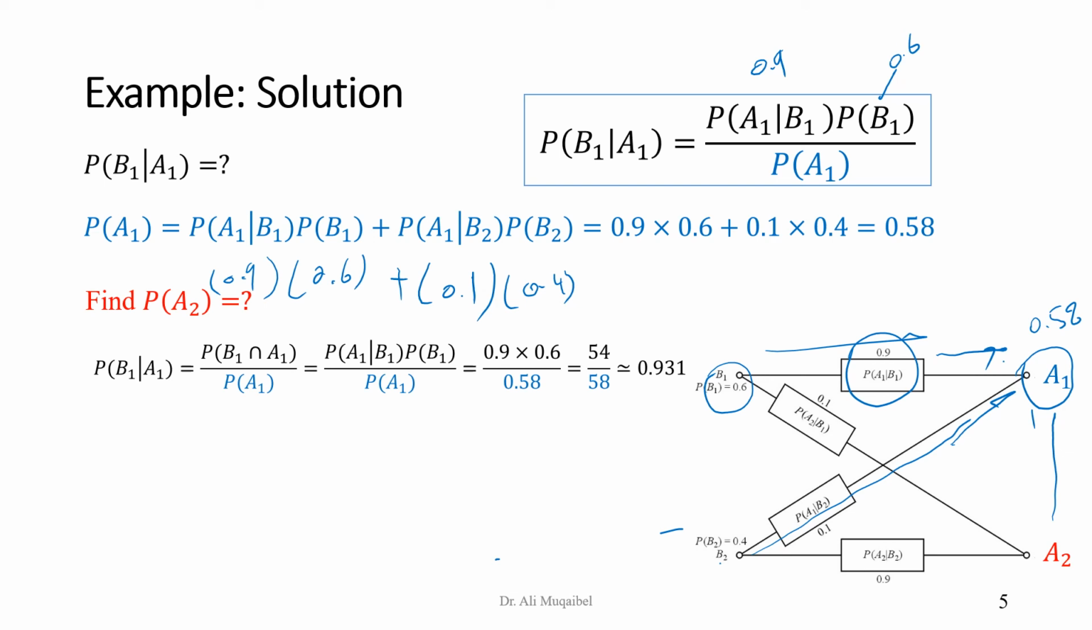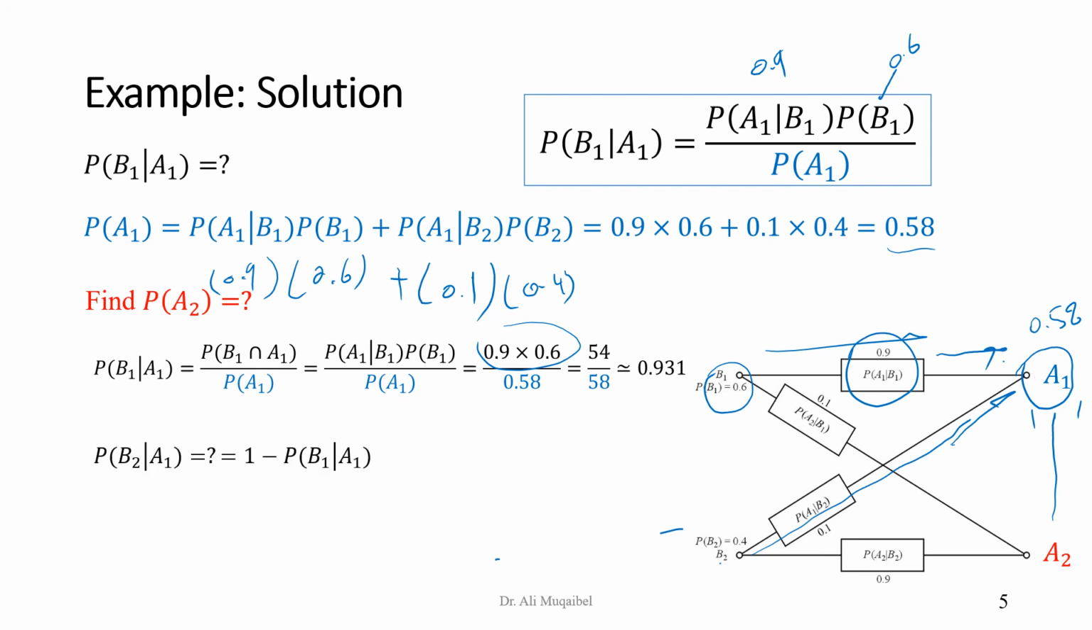Now if you want to find the other conditional probabilities, the other a posteriori probabilities, I'm done with this part. I have found A. I'm substituting now. This is, as I said, 0.6 times 0.9 in the numerator, and then the denominator is 0.58. And the answer is 0.931, which means if you receive 1 here, there is a 93% chance that what was transmitted was really 1.